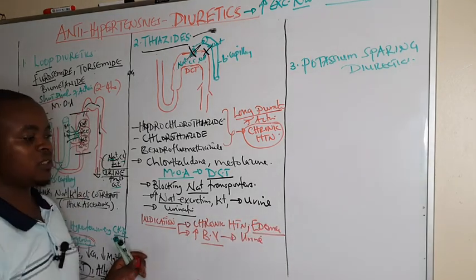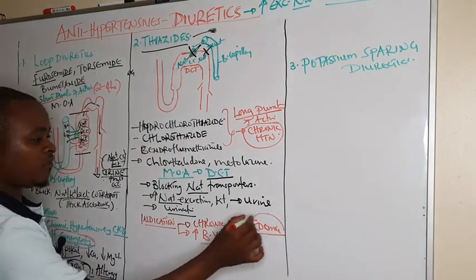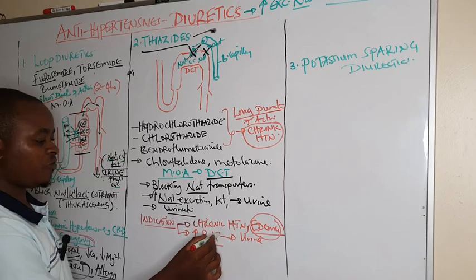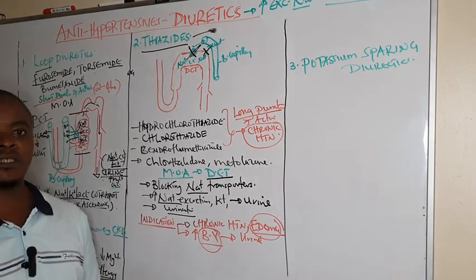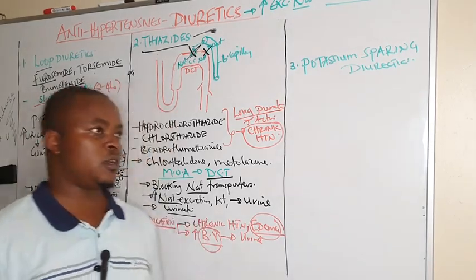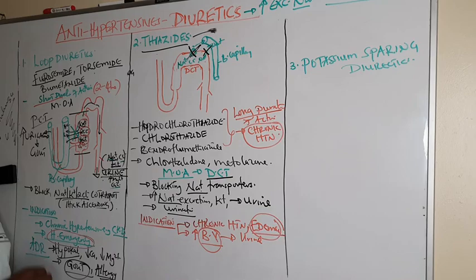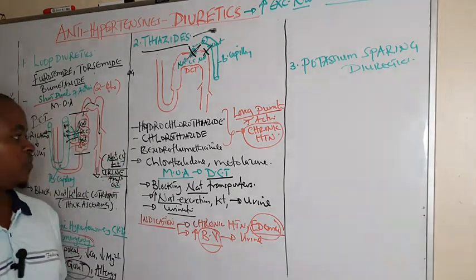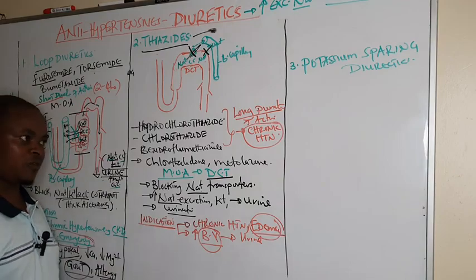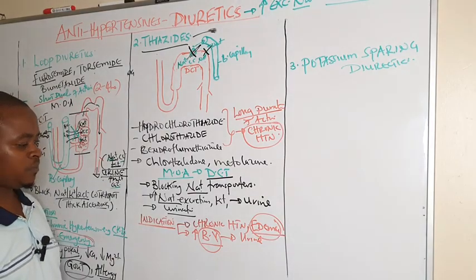So if a patient is hypertensive and they have edema or they have increased blood volume, we can treat them using thiazides, that is hydrochlorothiazide, chlorothiazide, benzofluomethanside, we have chlorthalidone, and so forth, which can be indicated.